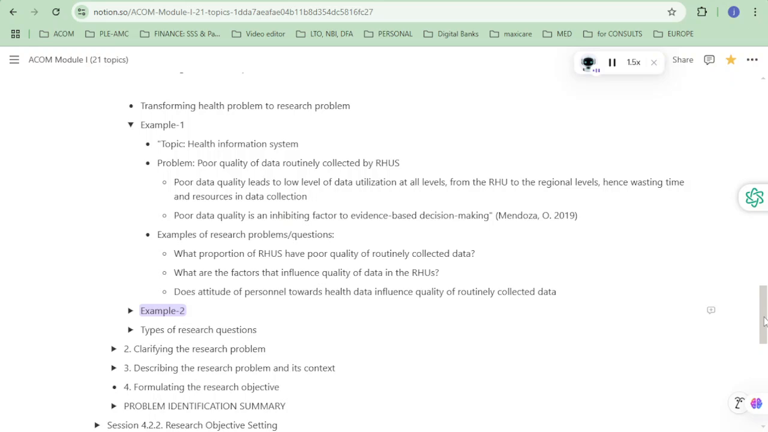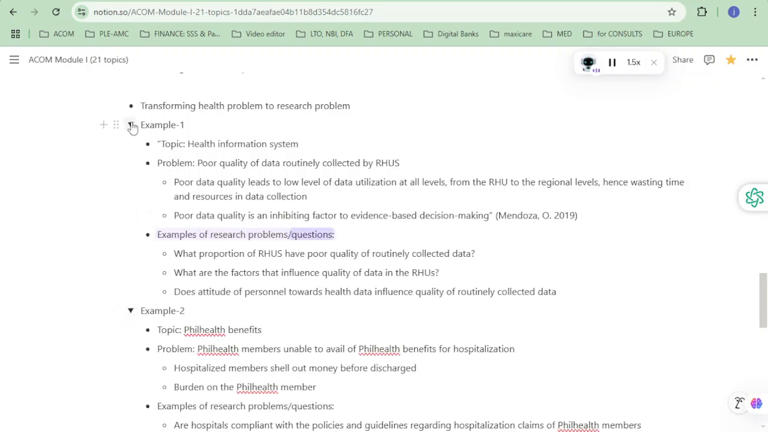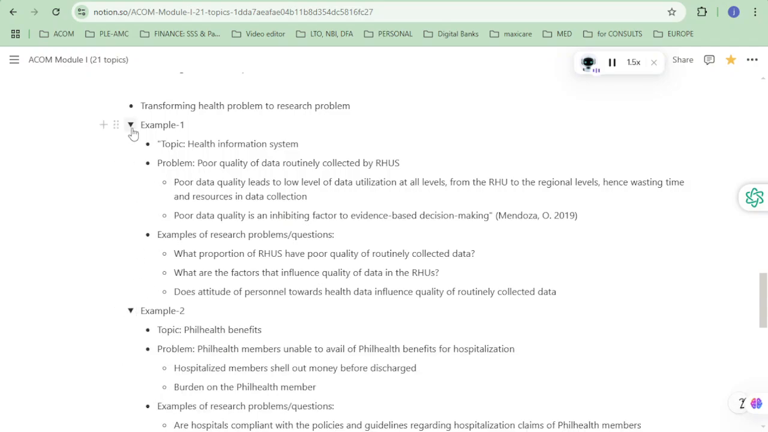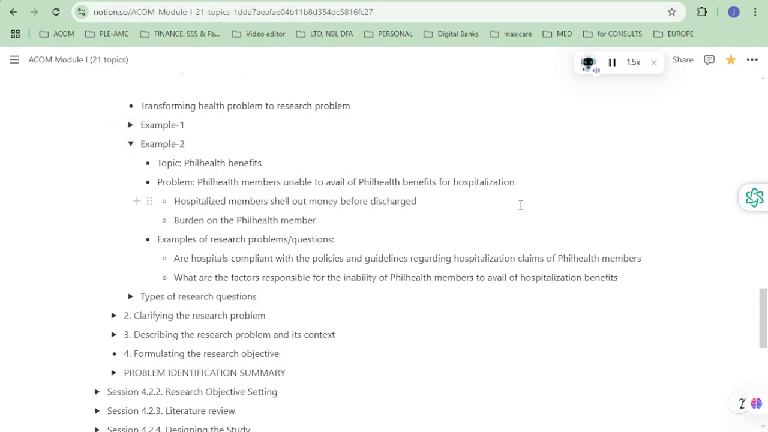Example 2. Topic: PhilHealth benefits. Problem: PhilHealth members unable to avail of PhilHealth benefits for hospitalization. Hospitalized members shell out money before discharge. Burden on the PhilHealth member. Examples of research problems/questions: Are hospitals compliant with the policies and guidelines regarding hospitalization claims of PhilHealth members? What are the factors responsible for the inability of PhilHealth members to avail of hospitalization benefits?